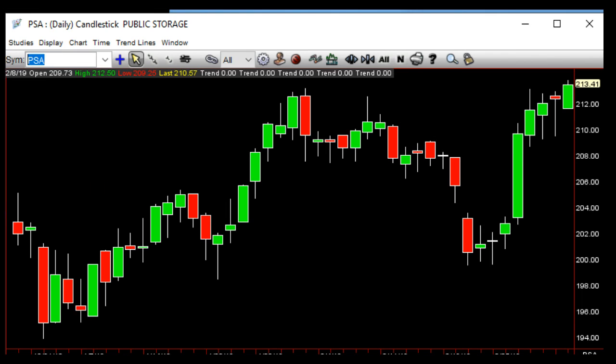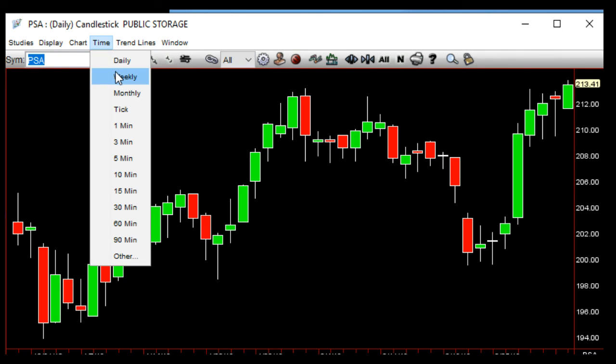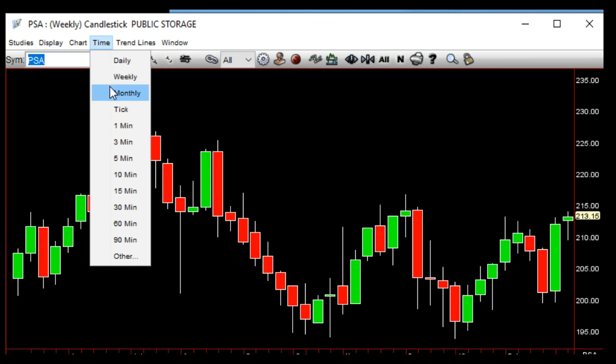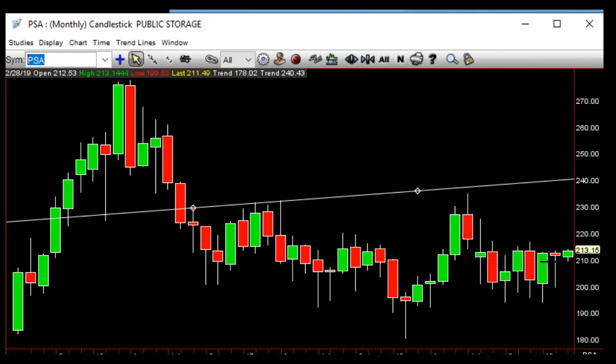PSA REIT. And that took the 2-day pattern up a little bit. So still a little tight in there, but it is taking out last week's highs and last month, trying to take this thing out.